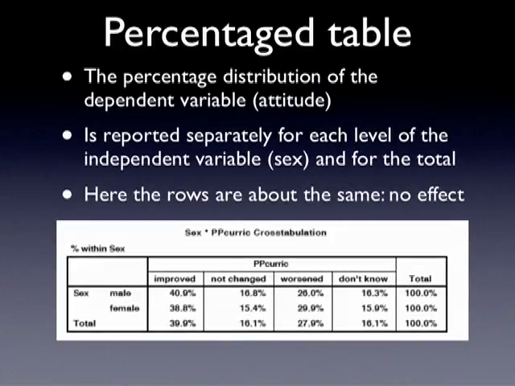The percentage table gives us a better way of describing what we're seeing. The percentage distribution is of the dependent variable attitude, and it's reported separately for each level of the independent variable sex and for the total. Here are the rows, and they're showing about the same distributions for males and for females. It's about 40, about 15 or 16, about 26, 27, 28, about 16 and 15. There's not a lot of difference. The row for male, the row for female are both about equal, and they're both about equal to what the row is for total. This is just another way of saying that there's no effect.